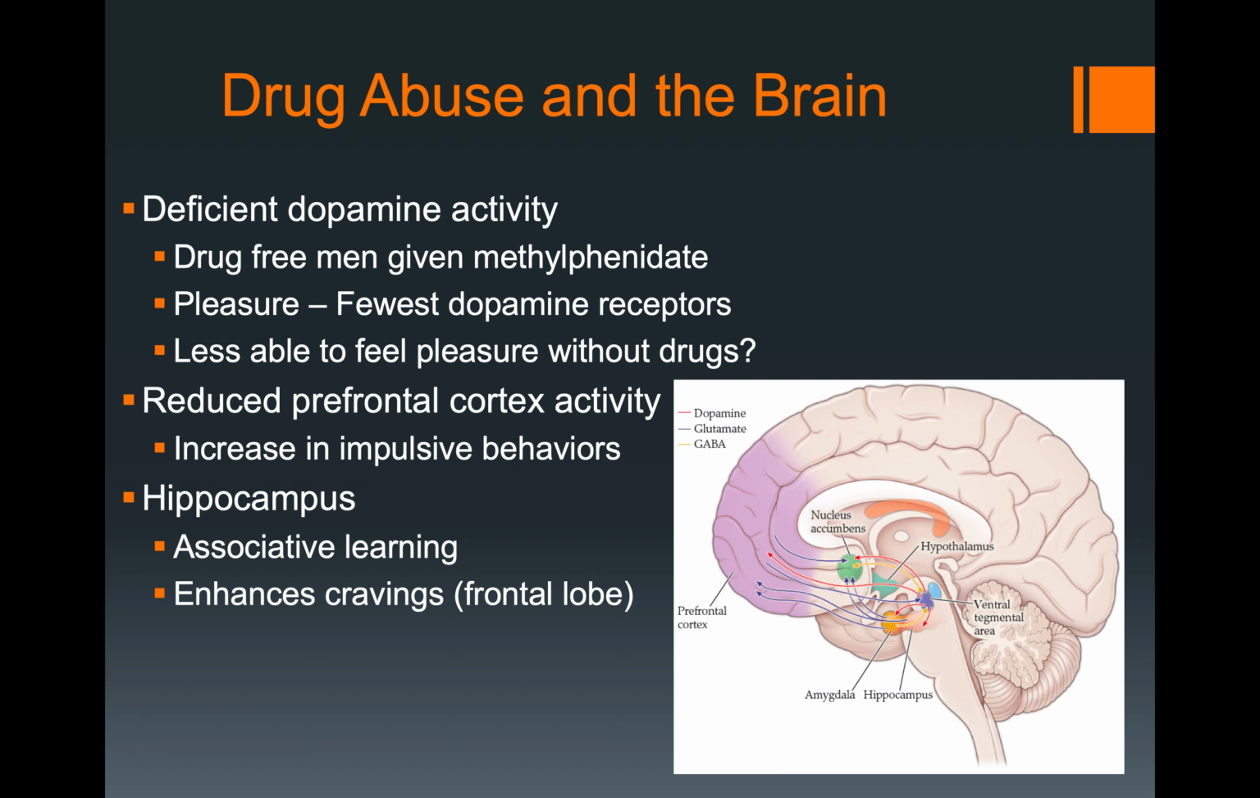We also see some relation with the hippocampus. The hippocampus is involved in learning and memory. So it's involved in associative learning, which is learning that the drug seems to cause the pleasurable effects, so then you want to do it in the future. It seems to also, through its connections with the frontal lobe, be involved in enhancing cravings for some drugs.